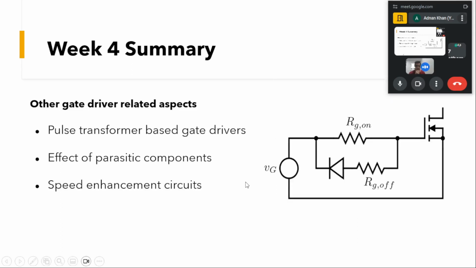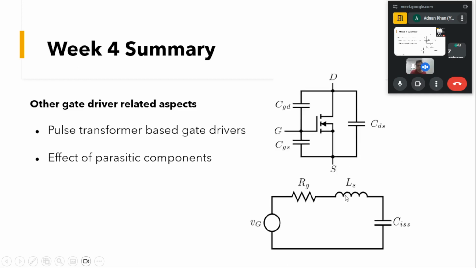The other thing is the speed enhancement. We had seen that in order to turn on our devices, we had some RG on. If we want to delay our turn on by some amount, we will increase this RG on. But when we turn off these devices, had there not been any additional circuitry, like this RG off and diode, then our device would turn off through this RG on.